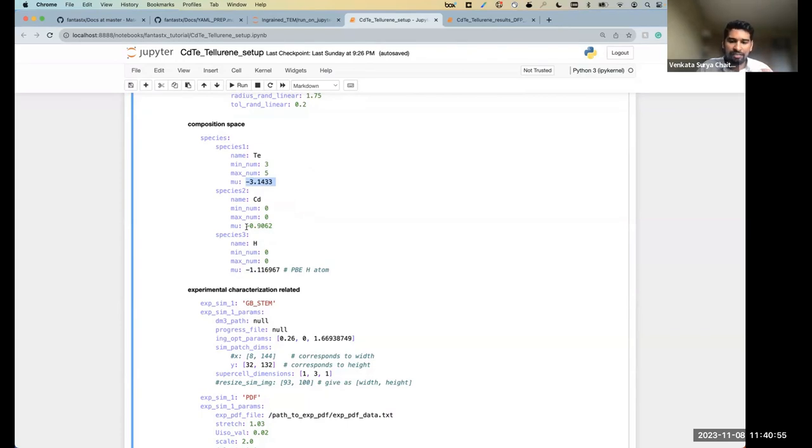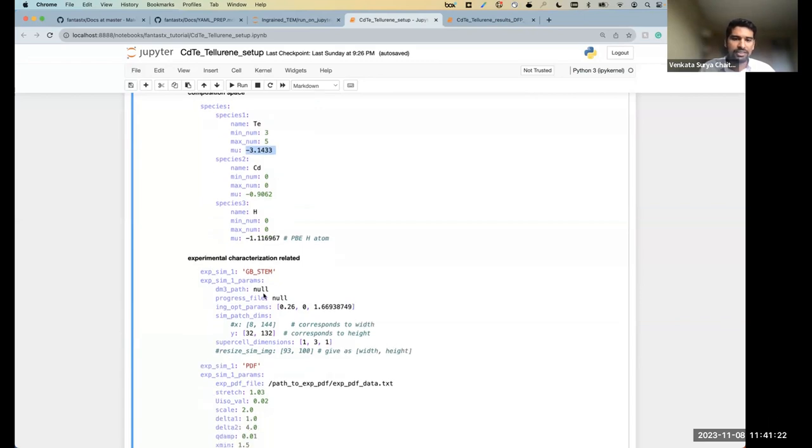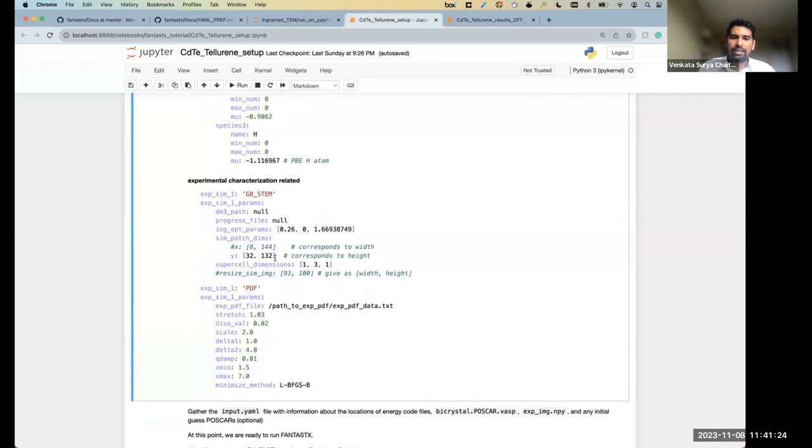So sometimes we have the oxygen-rich region in an oxide material. Sometimes we have the metal-rich region in an oxide material, and we can choose that. We can vary the environment by choosing appropriate chemical potentials. And here we are just using the bulk as the reference phases to get these chemical potentials for each of the species. And finally, we have the experimental characterization data related parameters.